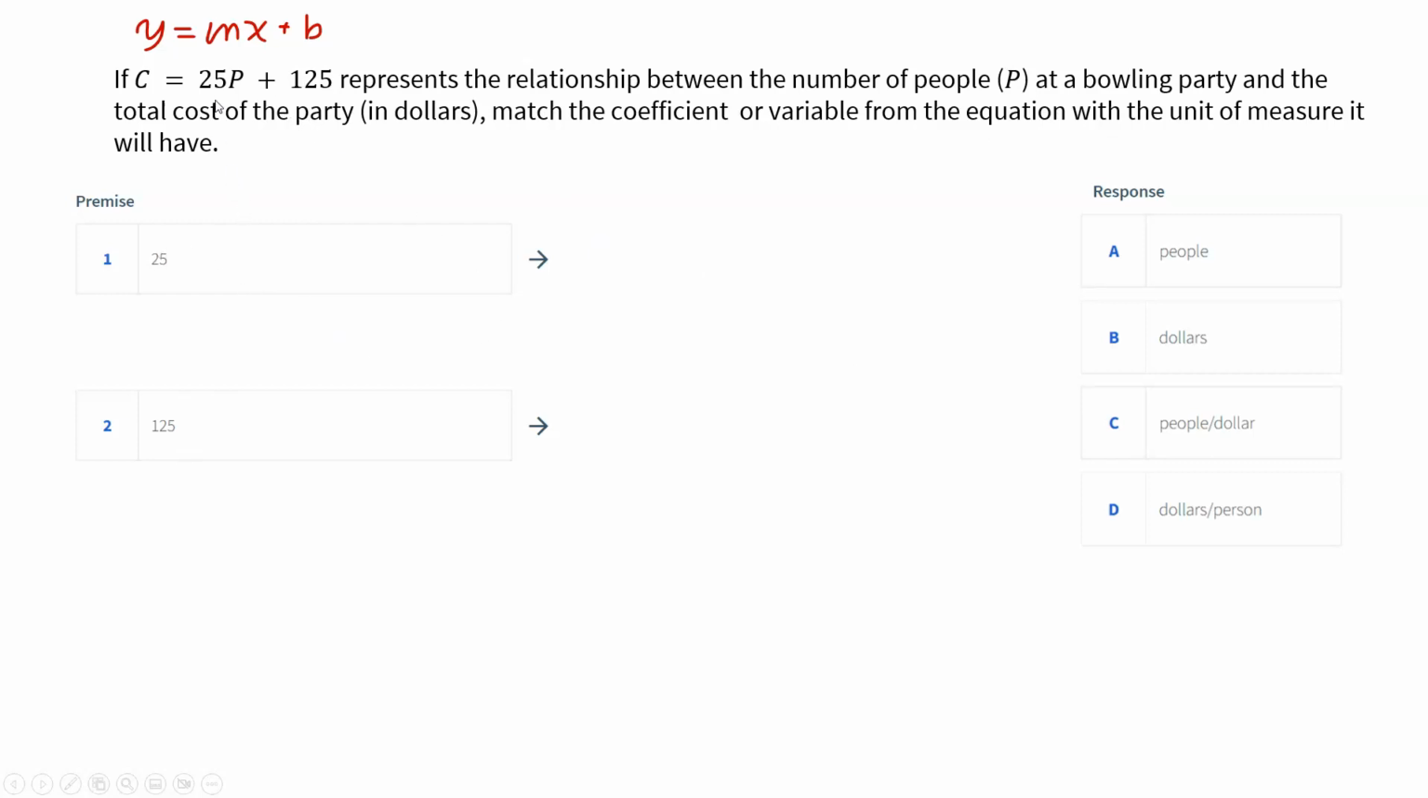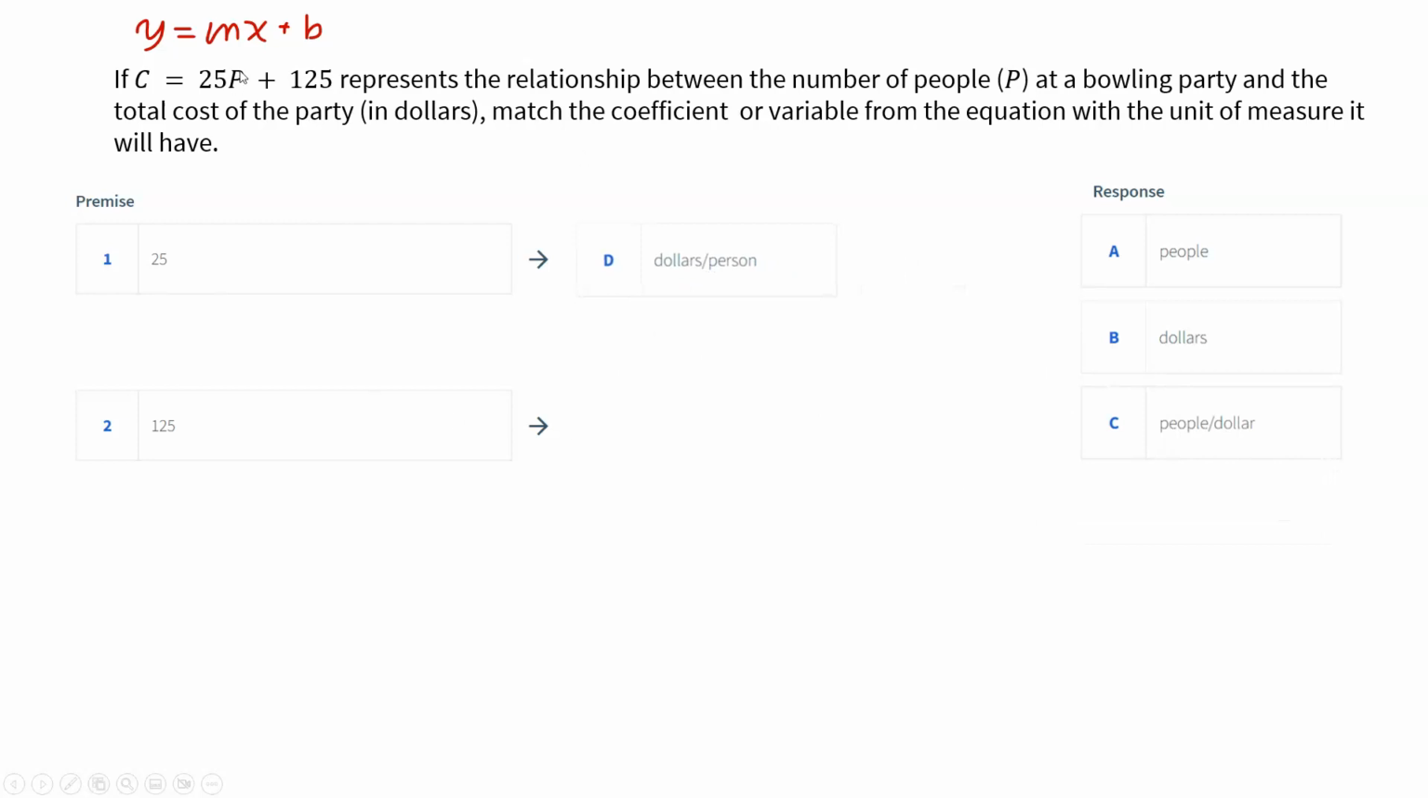This 25 being the coefficient on the variable term is your slope. It's your rate of change. Therefore, you should be seeing something per something. You need to keep in mind that you want dollars here. This is people. So you have people being multiplied by this to convert to dollars. So it should be dollars per person, and that's why this 25 would be in dollars per person.